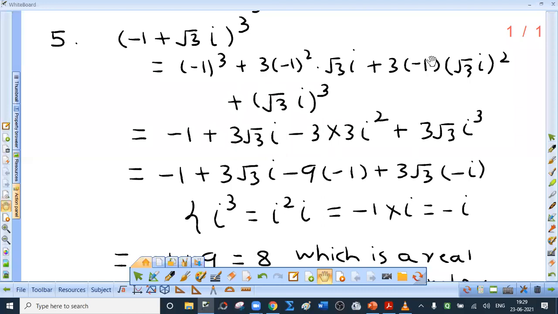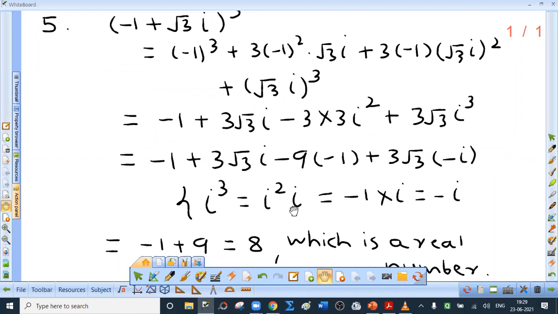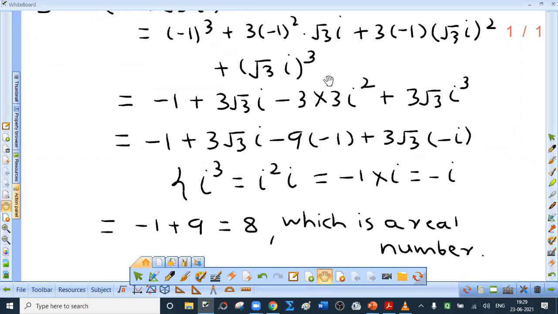Sum number 5, show that minus 1 plus root 3i cube is a real number. Now what is a plus b cube? a cube plus thrice a square b plus thrice a b square plus b cube. Be very careful. What is i square? Minus 1. What is i cube? It is i square into i, but i square is minus 1, so minus i. So substitute. I hope this is clear to you.